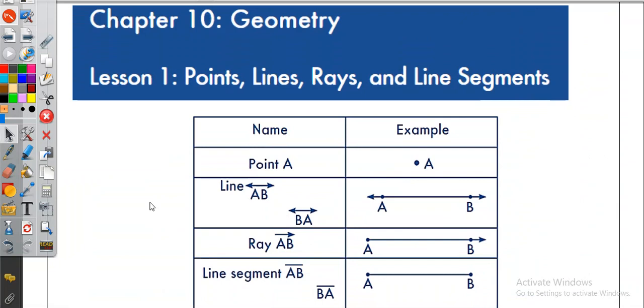Chapter 10. Yes, geometry. We have points, lines, rays, and line segments. Remember, a point is like this point A. A line, this is the line. It is a straight line that goes forever from both sides.